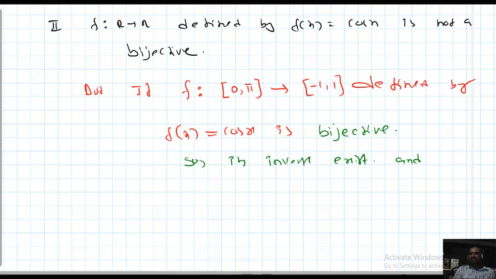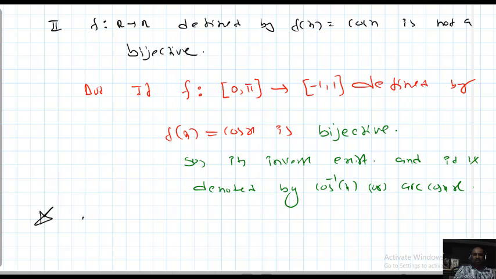Okay, and it is denoted by cos inverse of x or arc cos x. Now I want to write this definition clearly, so this is important. f maps. Now I want to interchange this minus 1 to 1 and 0 to pi.